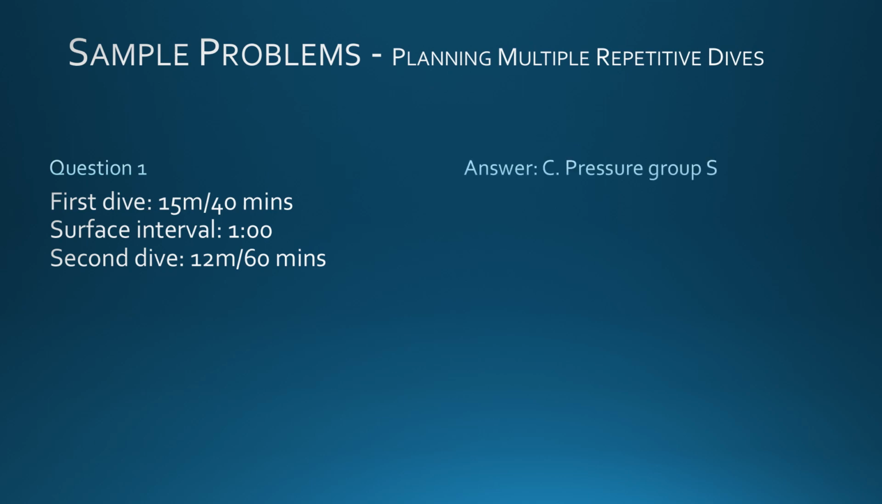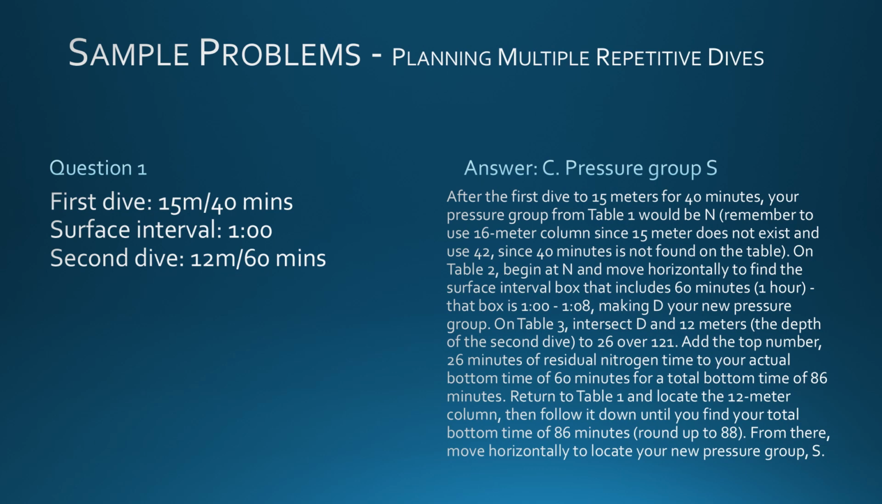The answer is C, pressure group S. After the first dive to 15 meters for 40 minutes, your pressure group from Table 1 would be N. Remember to use the 16-meter column since 15 meters does not exist, and use 42 since 42 minutes is not found on the table. On Table 2, begin at N and move horizontally to find the surface interval box that includes 60 minutes, 1 hour. That box is 1 hour to 1 hour and 8 minutes, making D your new pressure group.